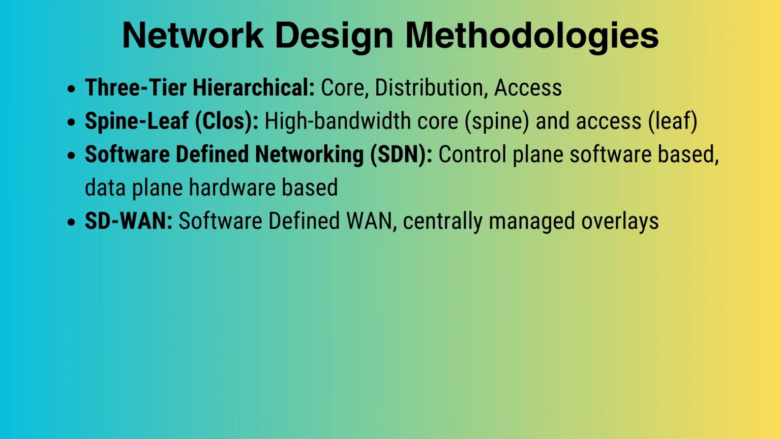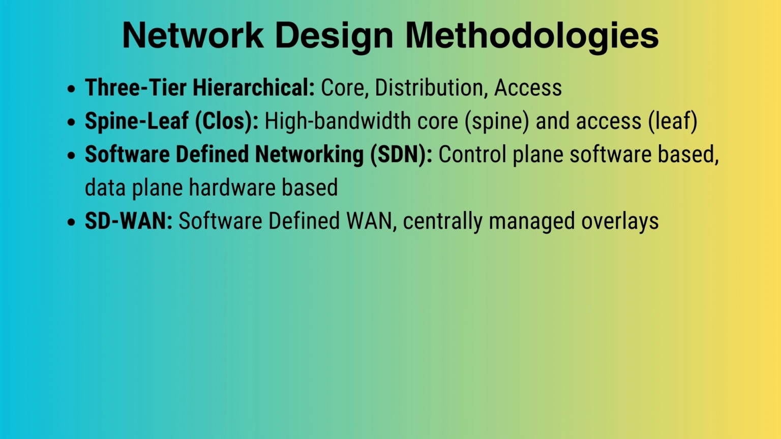Network design methodologies include the three-tier hierarchical model, core, distribution, access, providing scalability and redundancy. The spine-leaf architecture offers high bandwidth connectivity between core, spine, and access leaf layers. Software-defined networking (SDN) separates control and data planes, enabling centralized control. SD-WAN, software-defined WAN, uses centralized management for network overlays, optimizing WAN performance.